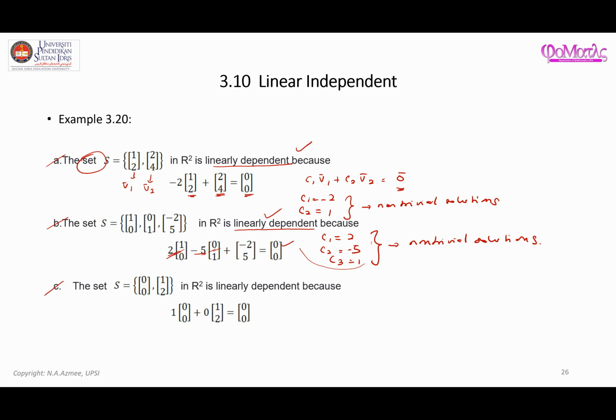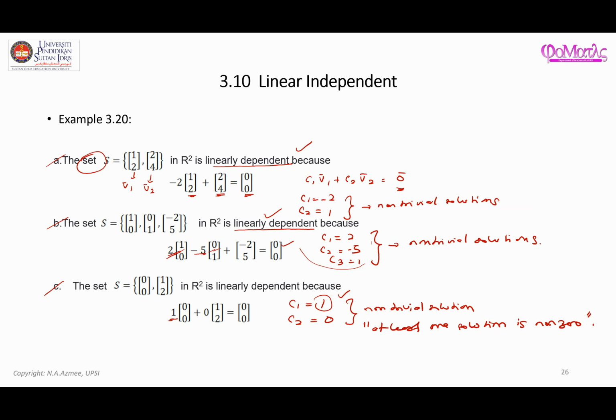Here is the last example. Here we have scalar 1, so C1 is 1, and then scalar 2 is 0. This is also a non-trivial solution, which means that we have at least one answer, or one solution, that is non-zero, which is this one. So at least one.